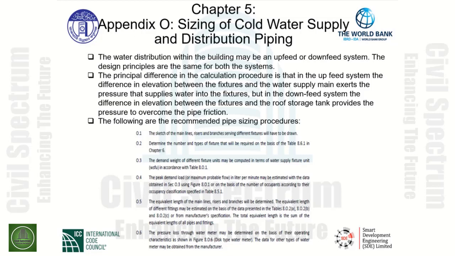0.2, determine the number and types of fixtures that will be required on the basis of Table 8.6.1 in Chapter 6. We will locate the fixtures, we will indicate how many fixtures, and this is a requirement based upon Table 8.6.1 in Chapter 6.